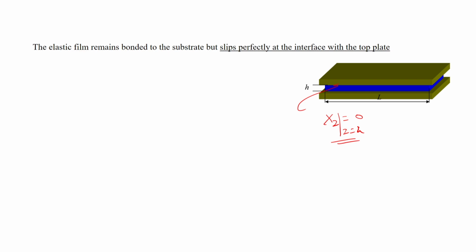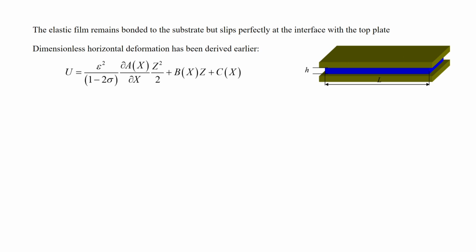Earlier we were applying u equal to 0, but over here there is no shear at this interface, and therefore we have to use this particular boundary condition. So, this dimensionless horizontal deformation we have already derived. After doing those, we considered the lubrication approximation, that means h by l is much smaller than one, and then finally we do the integration of the stress equilibrium relations.